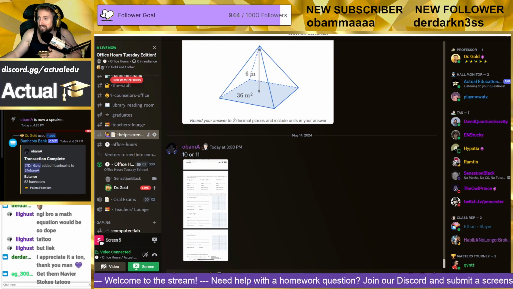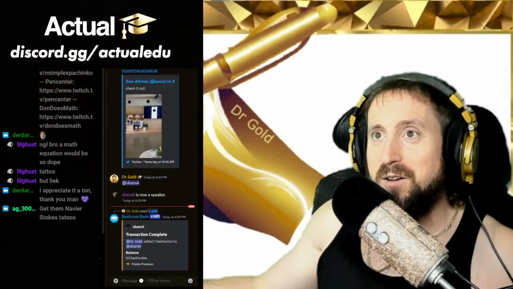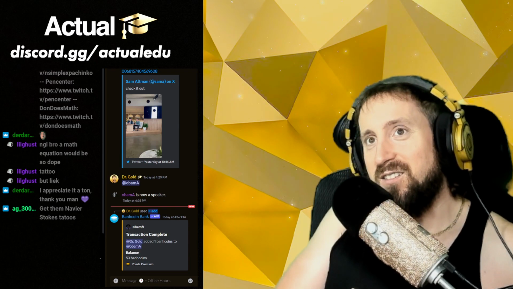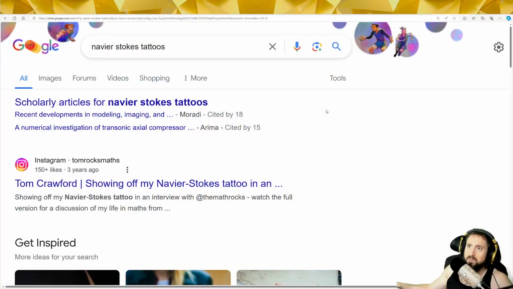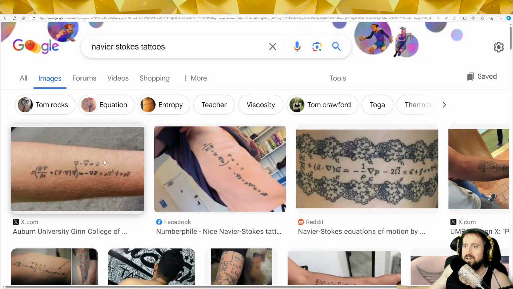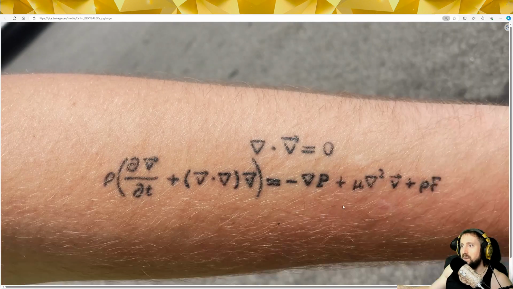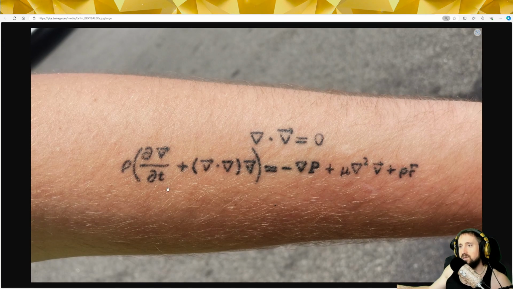Get them Navier-Stokes tattoos. Those are cool. I know what he's talking about. One sec, let me find it for him. I did plasma physics, so we did a lot of Navier-Stokes, and I have a love-hate relationship with it. This is the Navier-Stokes equation, which I think is one of the biggest unsolved problems in physics, because it's turbulence. It describes fluid flow and turbulence. This is a very cool equation.